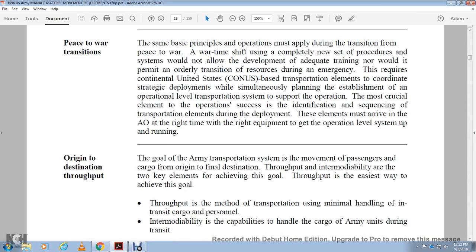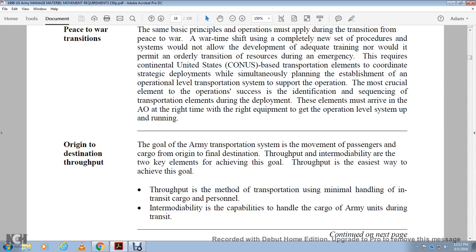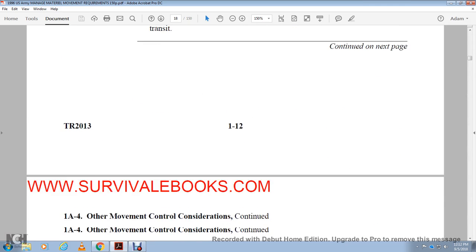Origin to destination throughput. The goal of Army transportation is movement of passengers and cargo from the origin to the final destination throughout the intermediate modes. Intermodality and minimum handling are the two key elements to achieving the goal. Intermodality is capable of handling the cargo with the Army's units during transit.